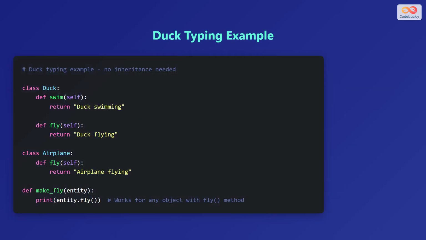Here's an example of duck typing in action. We have a class called Duck with methods swim and fly. Then we have another class called Airplane with a method fly. Next, we define a function called make_fly that takes an entity as input and calls the fly method on that entity. This works for any object that has a fly method, whether it's a duck or an airplane.